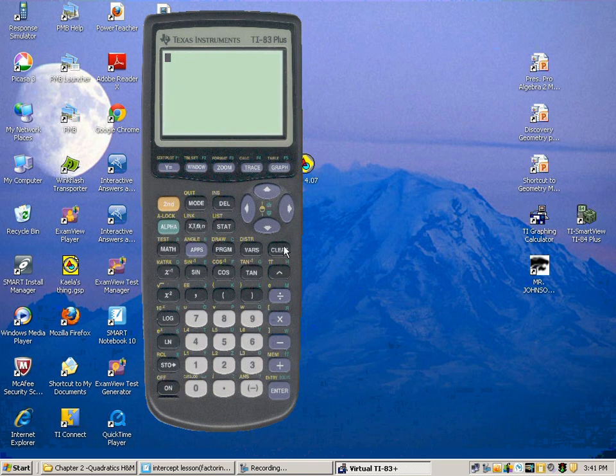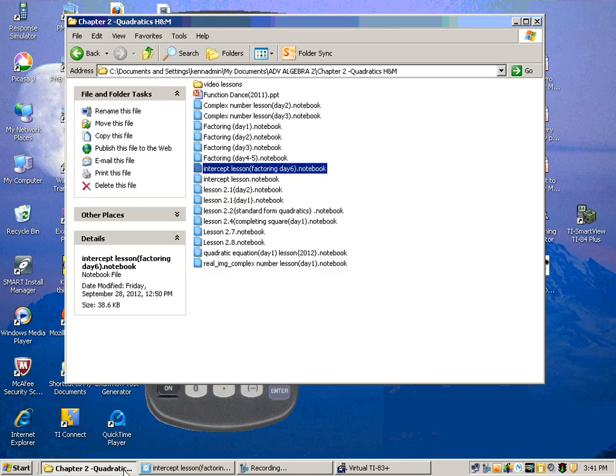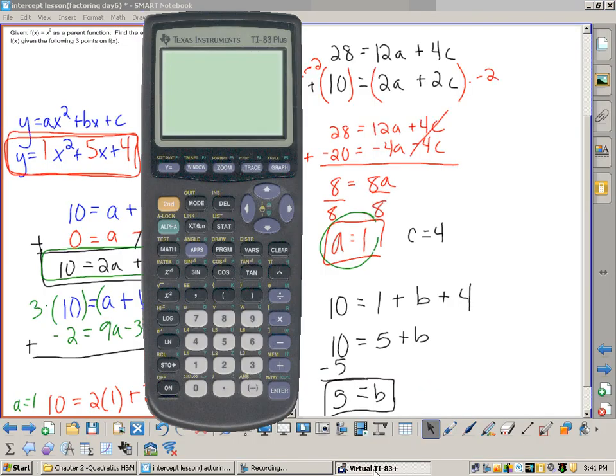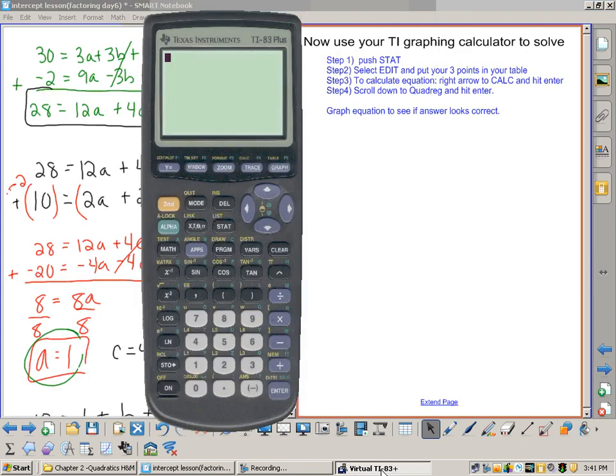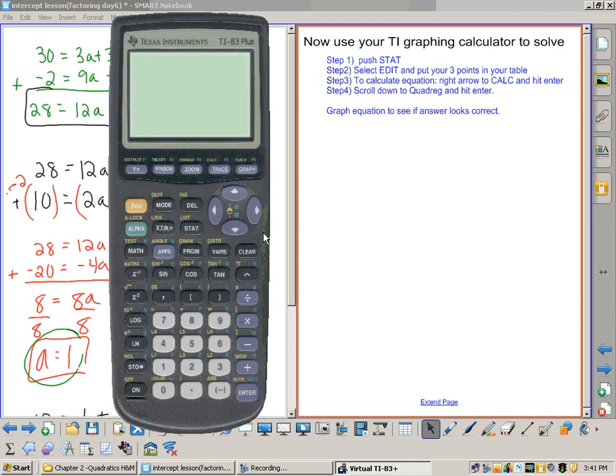All right, so here are the steps off to the right. We're going to push stat. Okay, and then edit. And I have a bunch of values in there, so the way to clear all your values is you hit up arrow, and you're just going to press clear on L2 and press enter, and all those values will clear. I'm going to clear them on L1 as well.